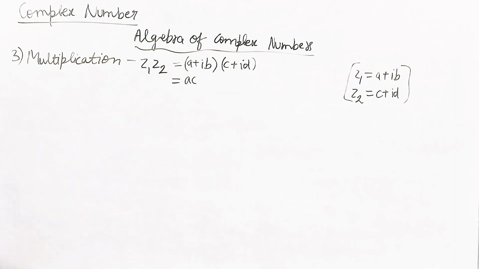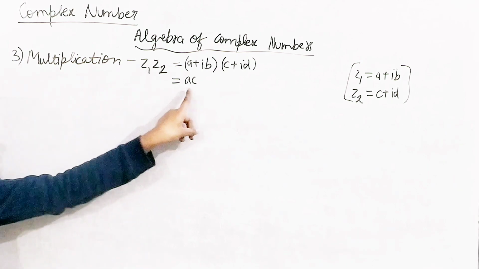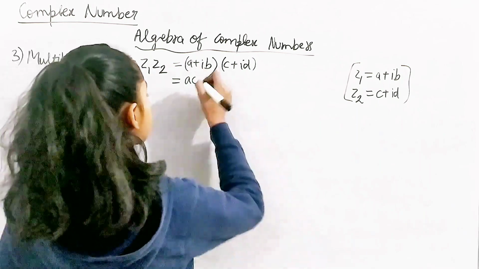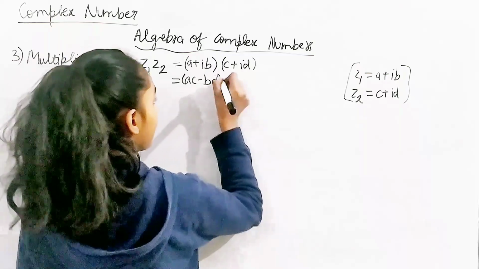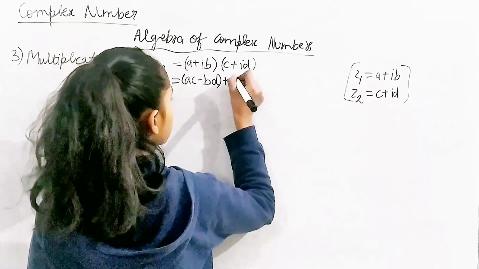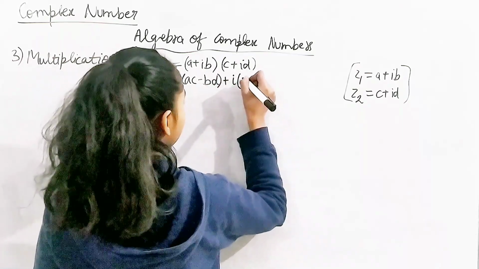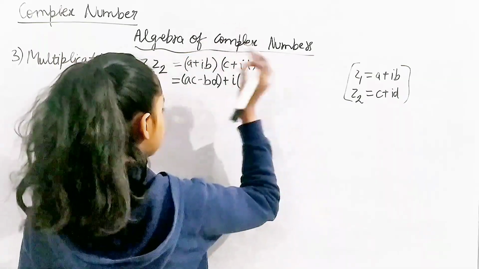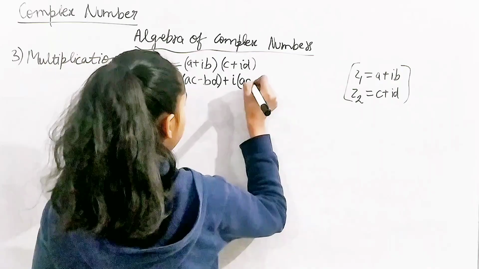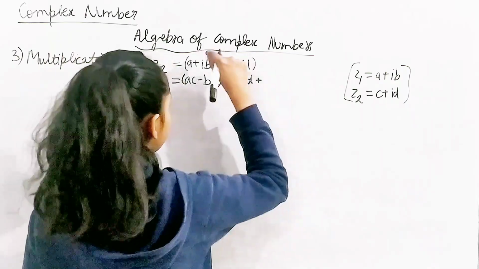So what we're going to get is AC minus BD plus iota B. A with D, as A with C is already here. So AD plus what's left? B and C.